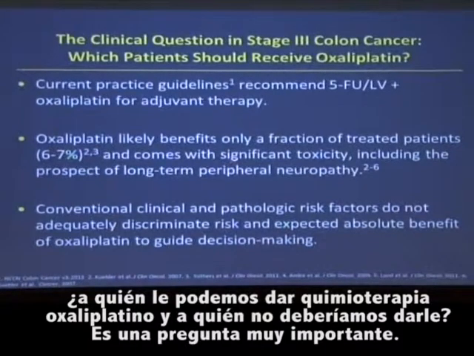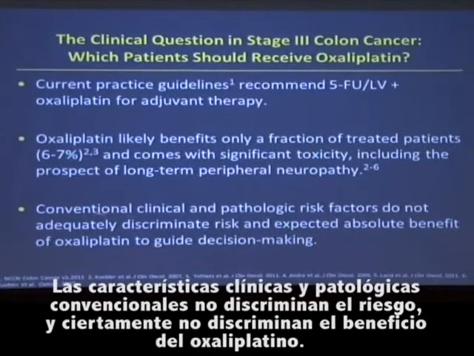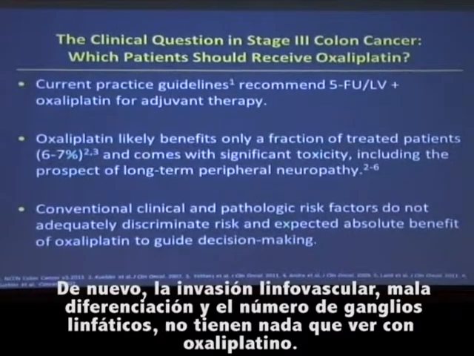Not give it to is a very important question. So conventional clinical pathologic features do not discriminate risk, and they certainly do not discriminate oxaliplatin benefit. Again, lymphovascular invasion, poor differentiation, and number of lymph nodes have nothing to do with oxaliplatin, okay? All right.